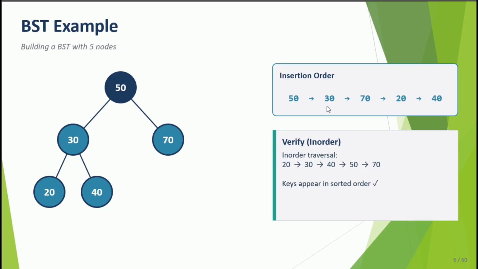For the insert, when we take 30, it is compared to the parent, whether it is smaller or greater. So 30 is smaller than 50, so 30 is going on the left side of the 50. And then we are putting 70, 70 is compared to 50. So 70 is greater than 50. That's why it's going on the right side and so on.